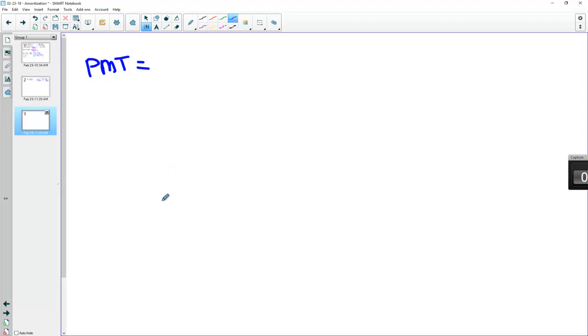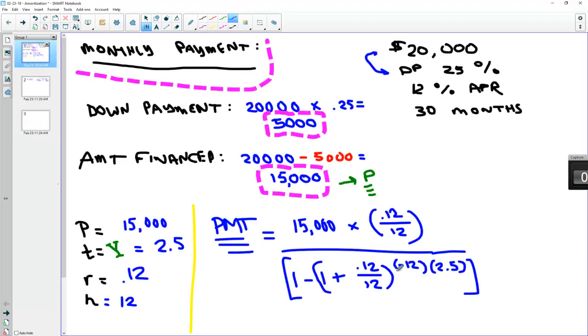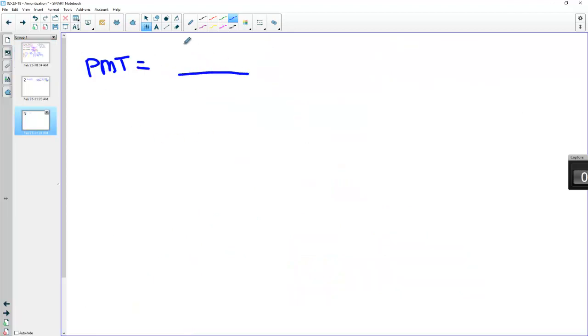Okay, so what I'm going to do, type this in with me. You can hear me clicking the buttons, right? I'm going to go 0.12 divided by 12, equal sign, 0.01 times 15,000, and this is going to be the numerator. So the numerator for our new payment is going to be 150.